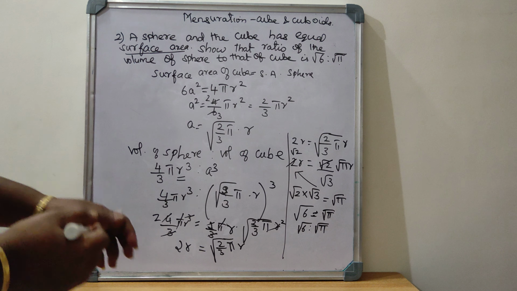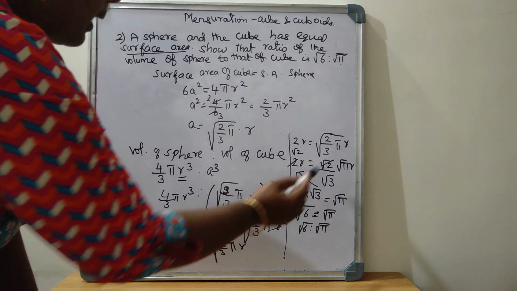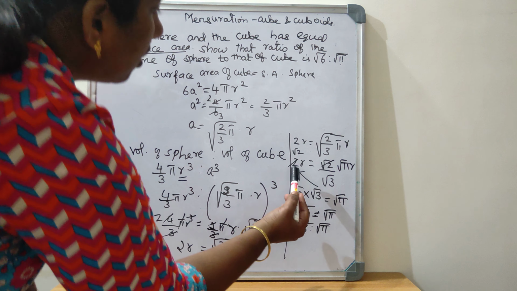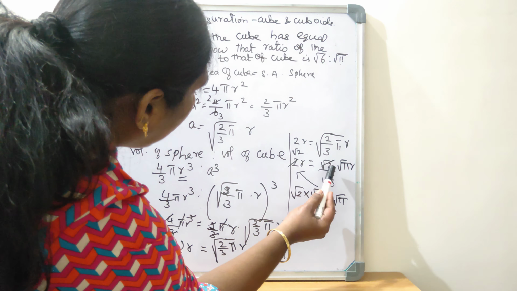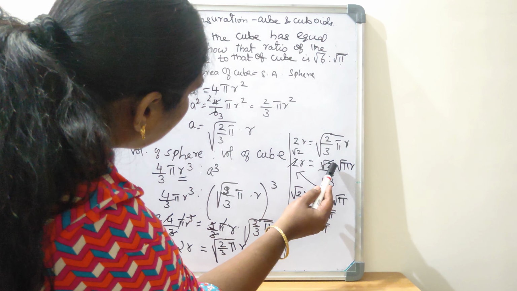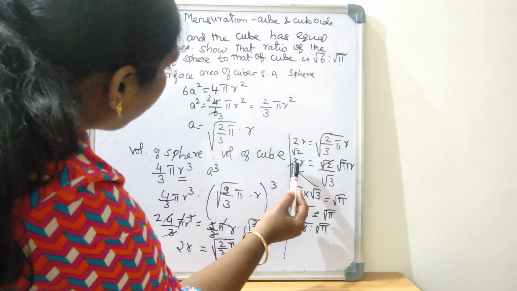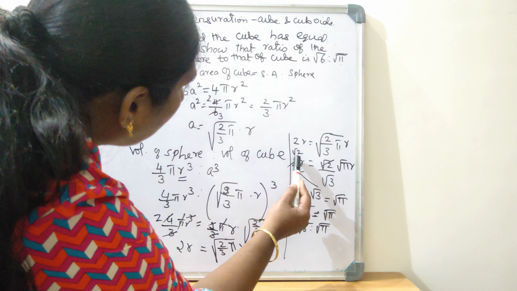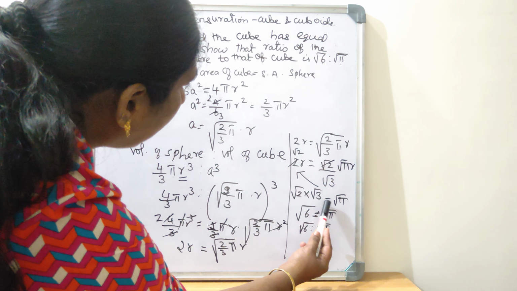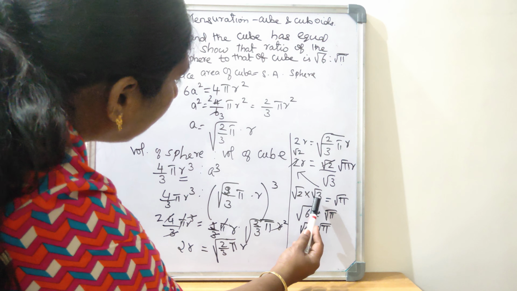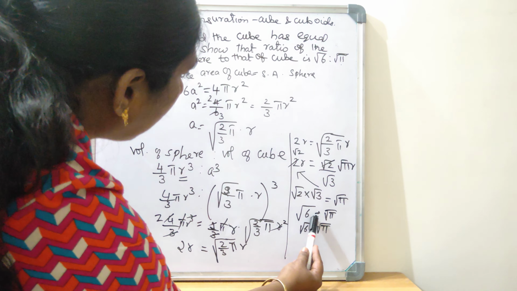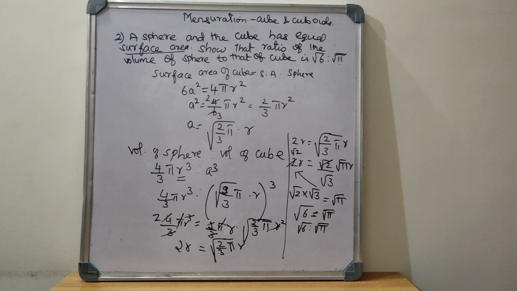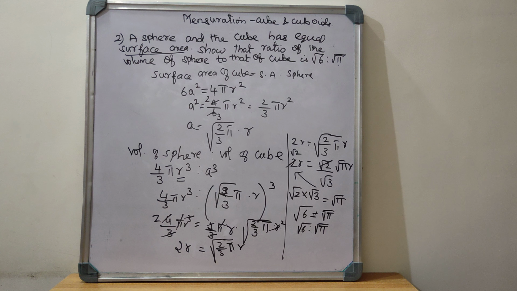And then what is left out is 2r equal to root 2 by 3 pi r. And here we have one more r also. We can cancel those r also. So you will get, and you have 2 here and root 2 here. So you can cancel 2 and root 2, and you will get root 2. So root 2 and this root 3 you are going to cross multiply here. Root 2 into root 3 equals root pi. So root 2 into root 3 is nothing but root 6, that equals root pi. So you can write root 6 ratio root pi. So volume of the sphere to that of the cube is root 6 ratio root pi.